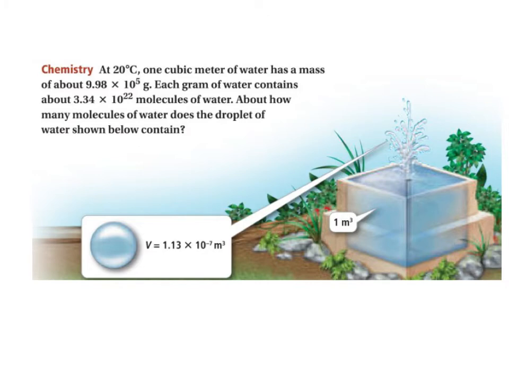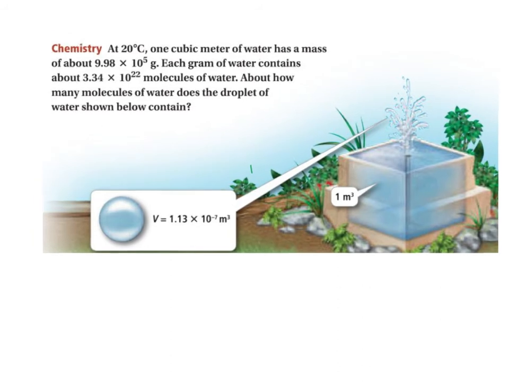All right, now this is where it can get tricky because we're talking about scientific notation. So when we look at scientific notation, in this case it talks about the mass, 1 cubic meter of water has a mass of 9.98 times 10 to the 5th grams. Each gram of water contains 3.34 times 10 to the 22nd molecules of water. About how many molecules of water does the droplet of water show below?